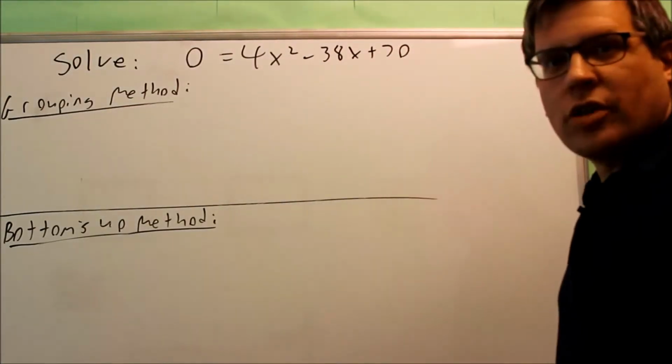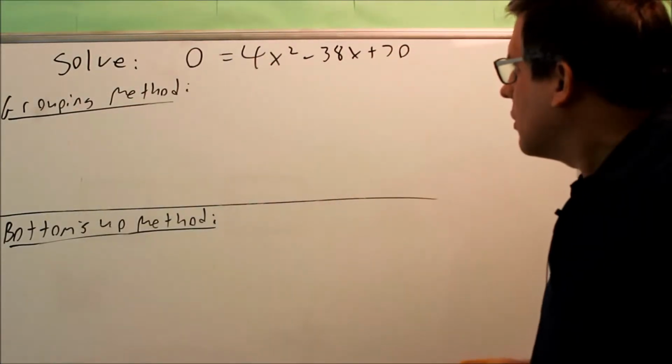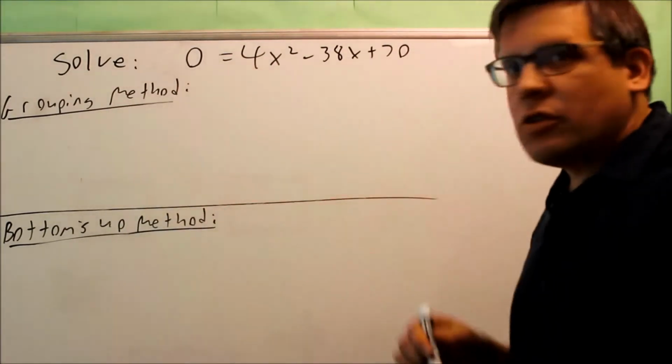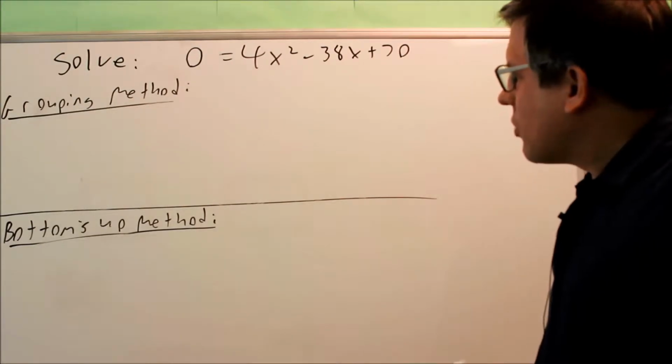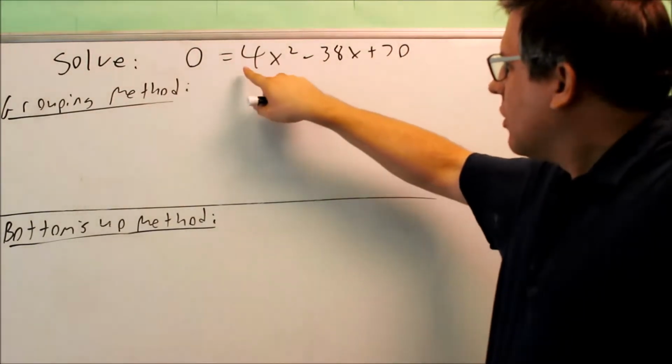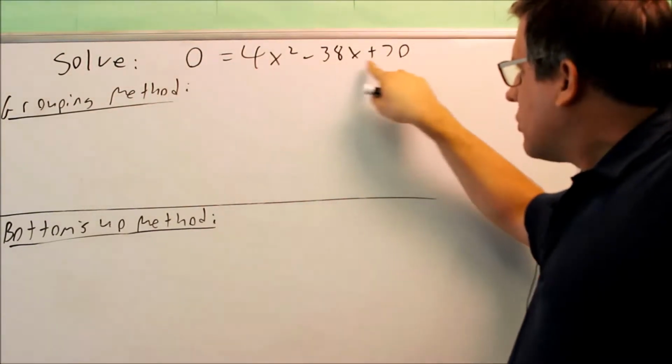Okay, we want to solve this equation. This time we have a 0 on that. And again, we're going to solve it using these two methods, grouping method and also the bottoms up method. So first, what we notice here is everything is divisible by 2.